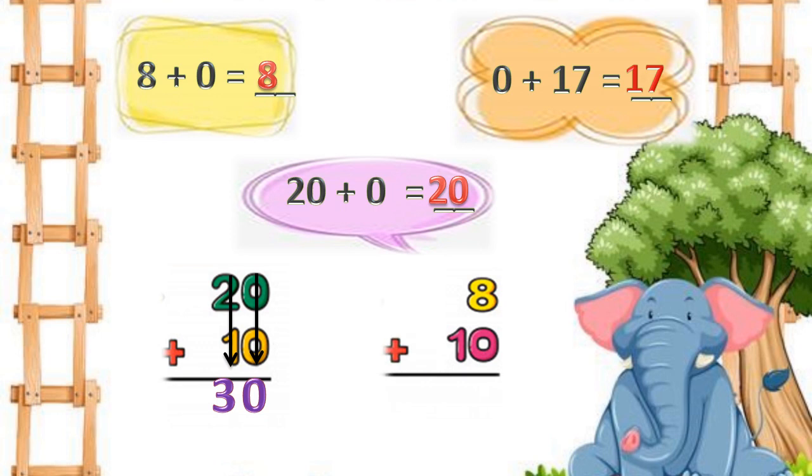The next question, 8 plus 10. First we want to add 8 and 0. 8 plus 0 equals 8. Then there is only 1, so we can write it down. Then 8 plus 10 equals 18.